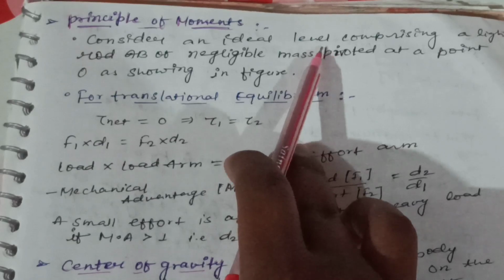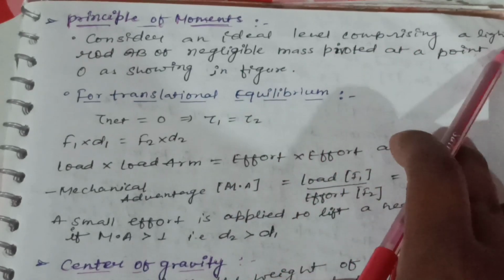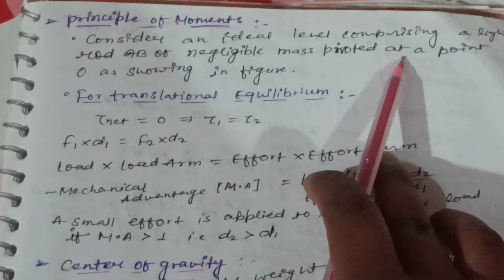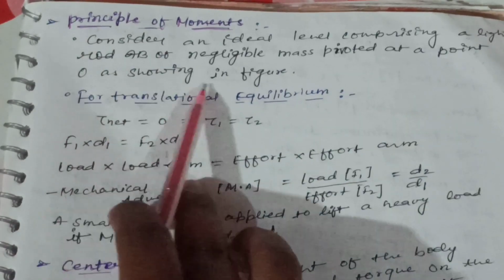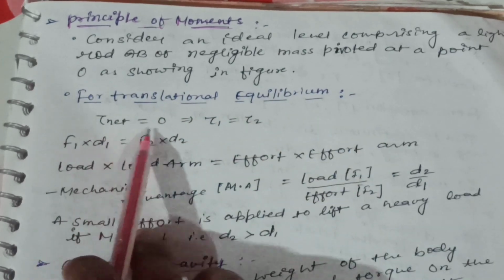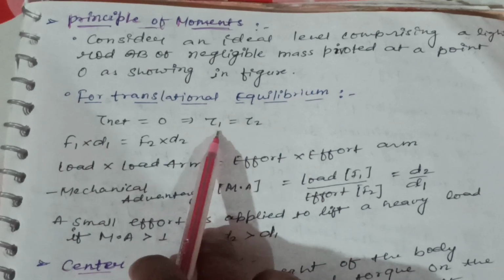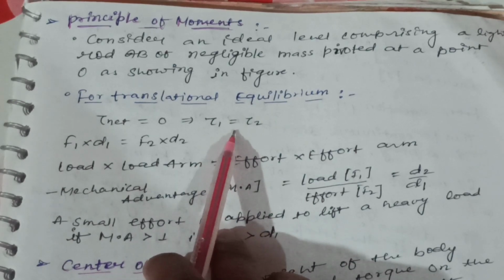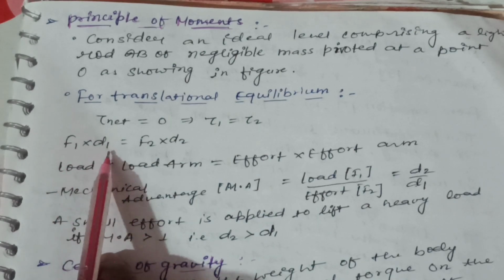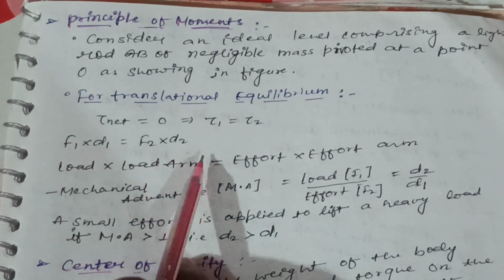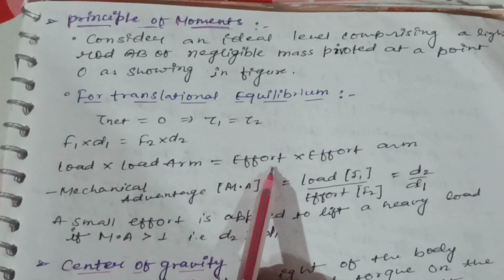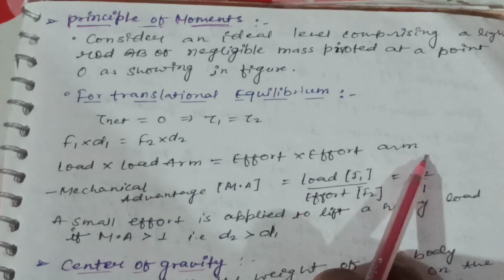Consider an ideal lever comprising a light rod AB of negligible mass pivoted at a point O as shown in the figure. For rotational equilibrium, net torque is equal to 0. Torque 1 is equal to torque 2. F1 into D1 is equal to F2 into D2. Load into load arm is equal to effort into effort arm.